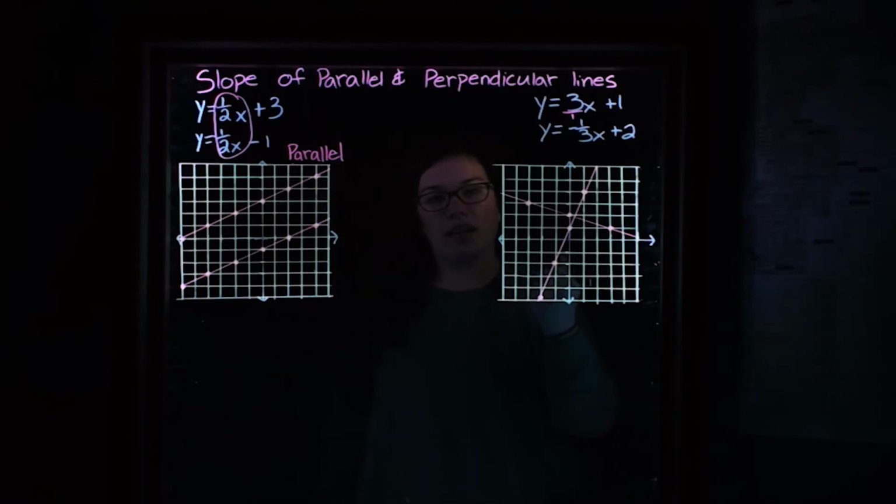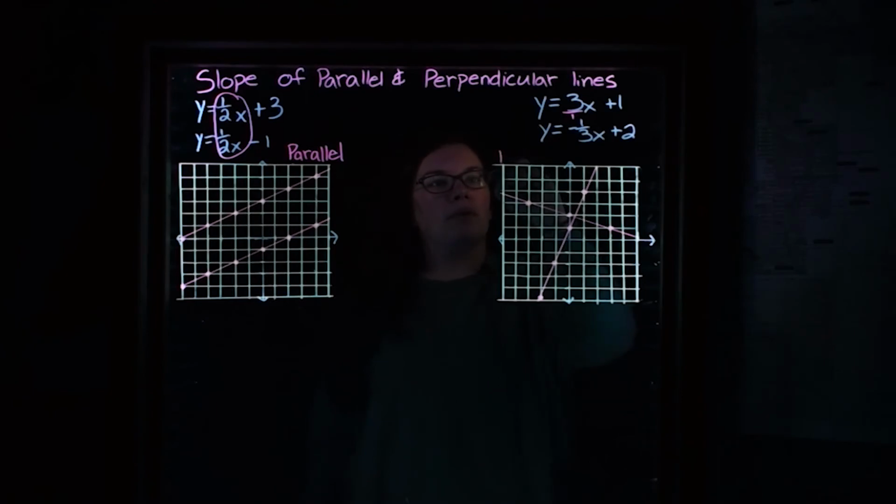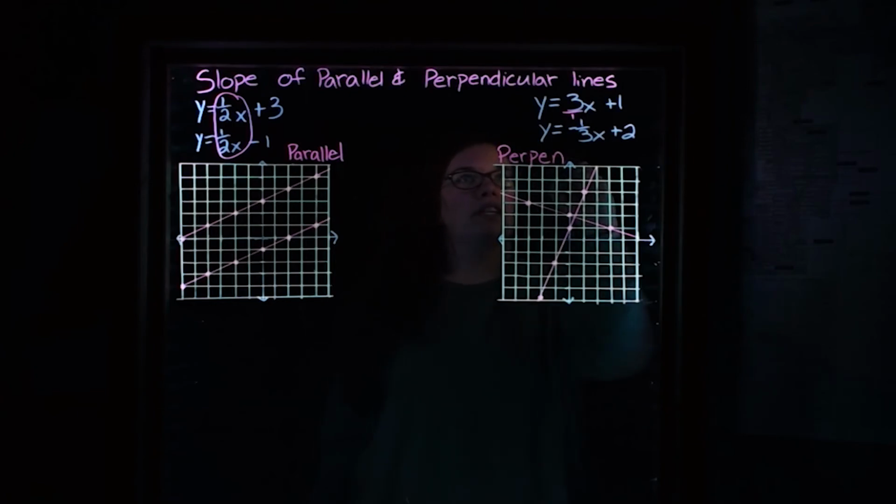Let's go ahead and look at it. When I have two lines crossing each other, that tells me perpendicular. So while I'm writing perpendicular, I want you to go ahead and look at those slopes. I'm going to make a conclusion about perpendicular slopes.